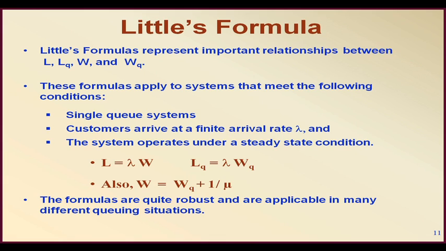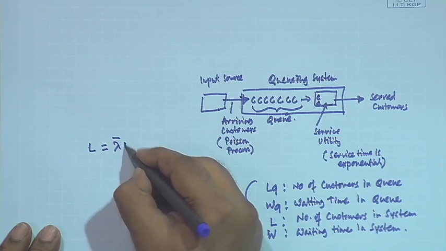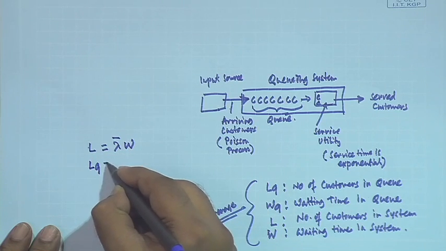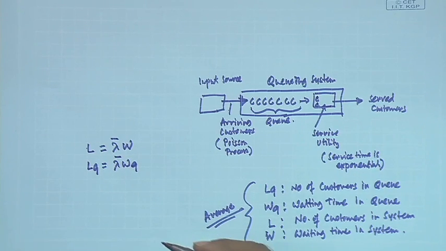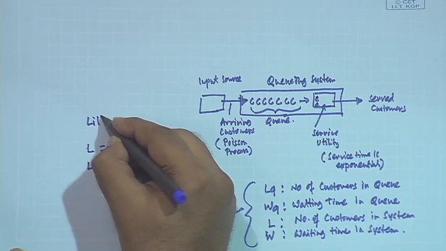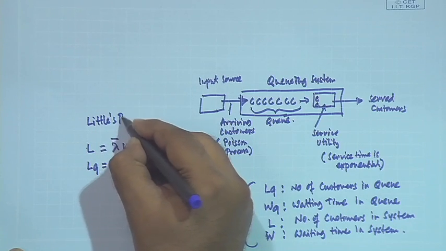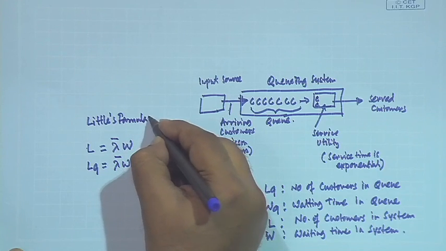Fortunately, there is a formula called Little's formula. Little's formulas relate L and W, and LQ and WQ. These are the relations: L equals lambda bar W, and LQ equals lambda bar WQ. These are Little's formulas, and fortunately for us, these formulas are quite robust.